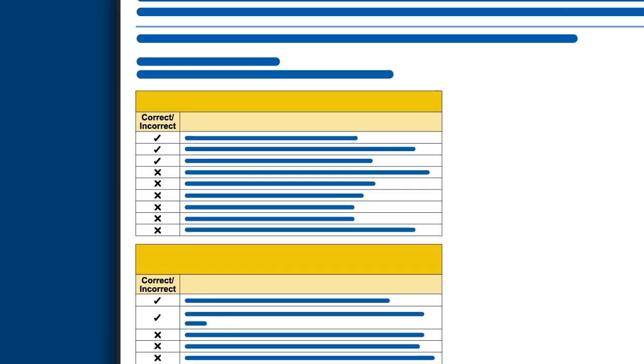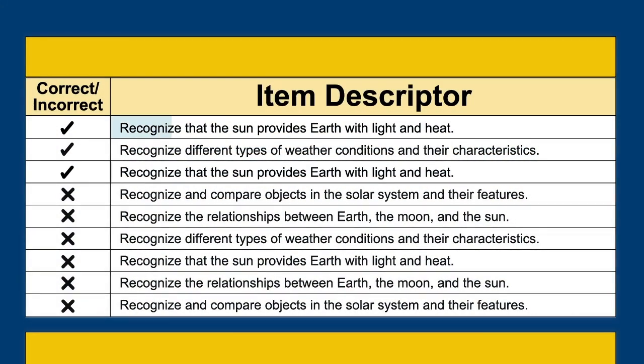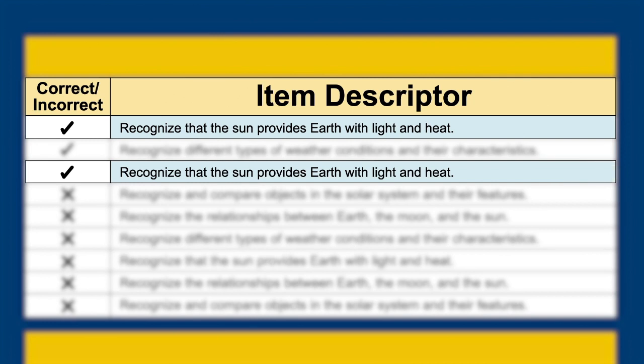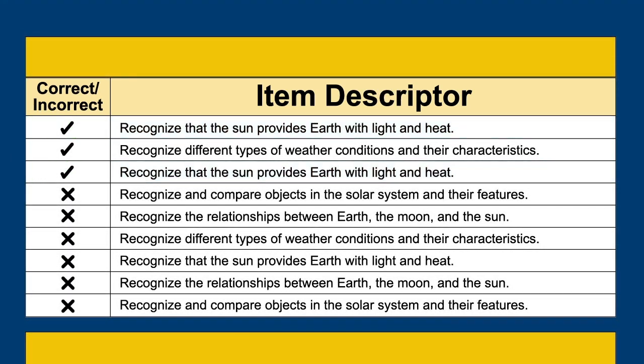Here is an example. In the example shown, the student answered 2 test questions that have the same item descriptor. This means the questions address the same concepts or skills. In this example, both of these questions were answered correctly. When 2 or more questions on similar concepts or skills are answered correctly, this may indicate an area of strength.